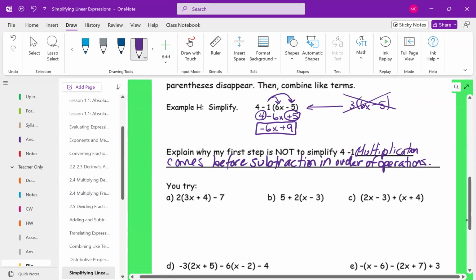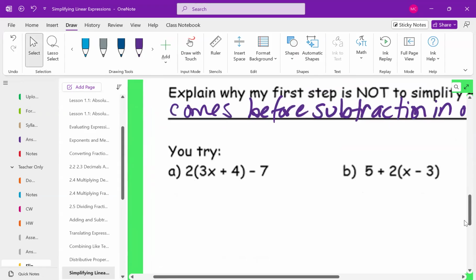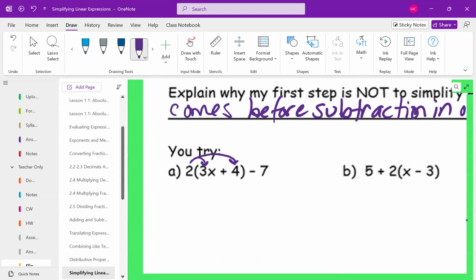Okay, let's try a couple more. Take a look at A. So first thing we want to do, we want to get rid of those parentheses, so we need to distribute. 2 times 3x is 6x, 2 times +4 is +8, and the -7 just comes down. There are no other variable terms, but we do have constants, +8 and -7, different sign. Subtract and keep the sign of the higher number, so 6x plus 1.